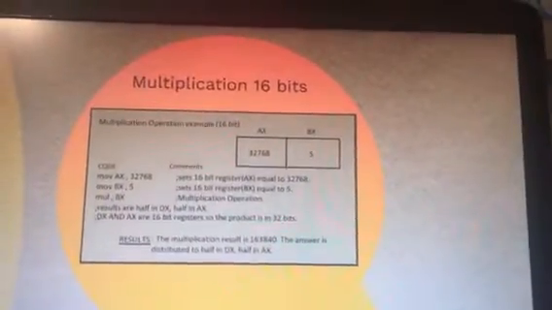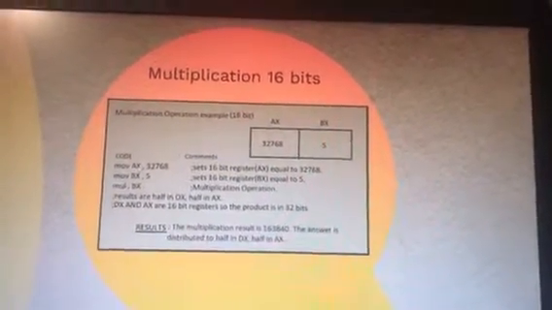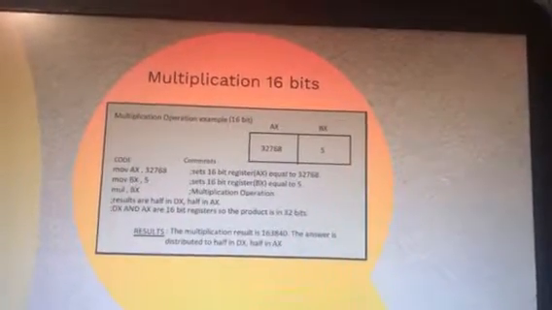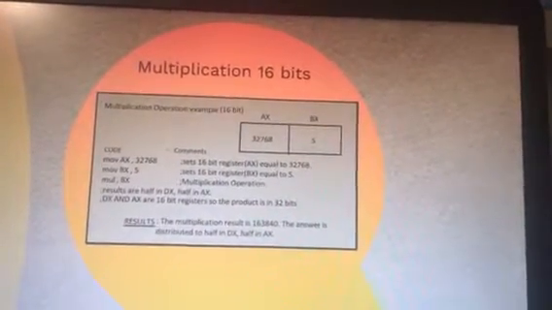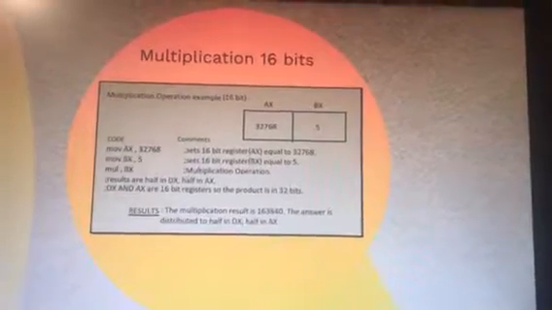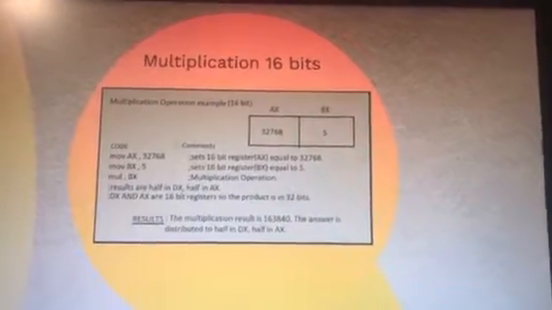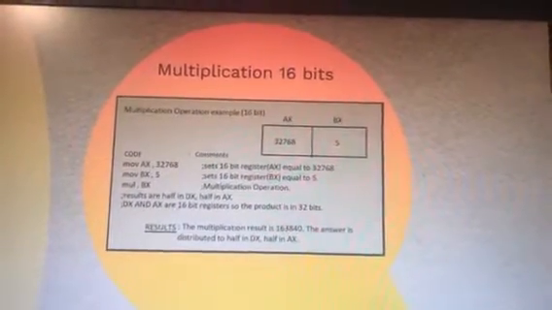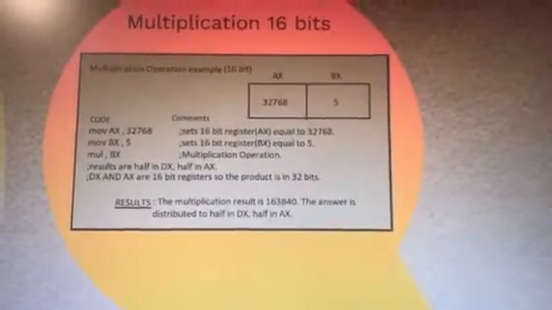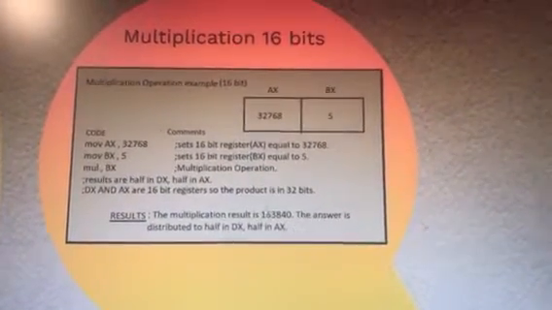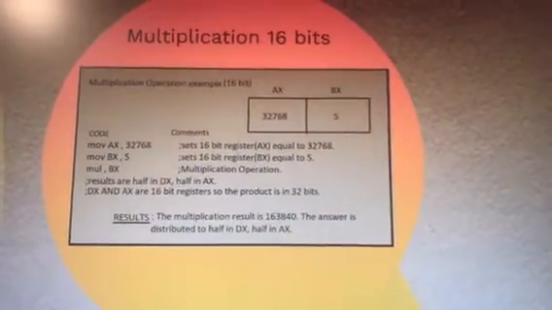Our next case is multiplication through 16 bits. We have the register AX, a 16-bit, and the register BX, a 16-bit. We will be passing in 32,768 and 5. We have our multiplication operation, and the results are different this time. The results are in DX and AX. DX and AX are 16-bit registers, so the product is 32 bits. The multiplication of these two values is 163,840. Therefore, the answer is distributed between DX and AX.